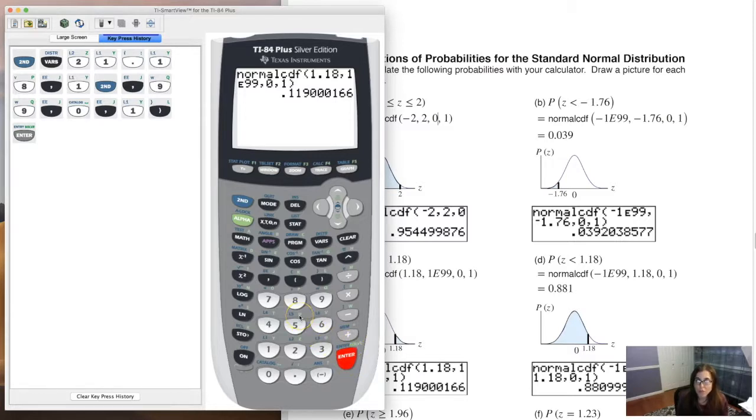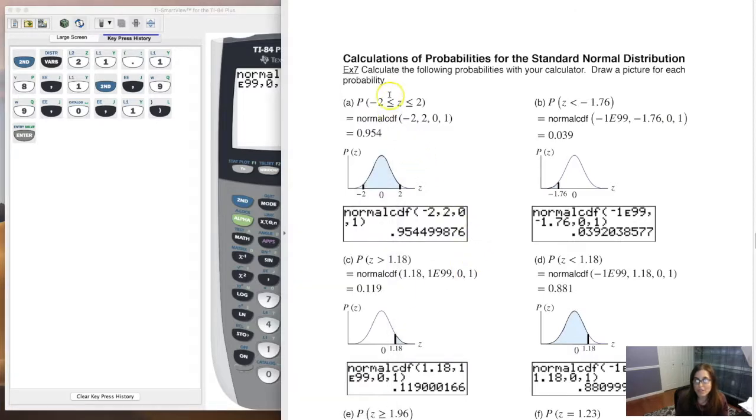Just to reiterate the first three probabilities we've calculated: here we had two numbers in our bounds, low to high, the more obvious ones, definitely negative 2 to positive 2. Then it became a little less clear. This was a less than version, so we went negative infinity to that number. This was the greater than version, so we went from that number up to positive infinity. Those are the three types of problems you'll run into with any of these normal CDF questions.